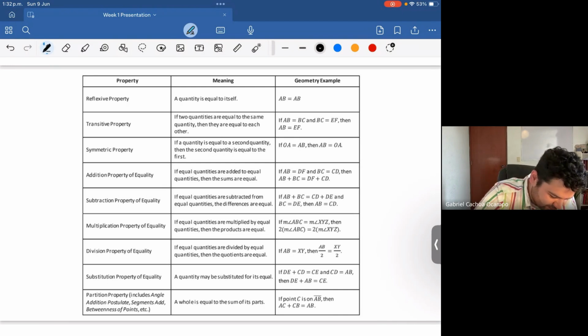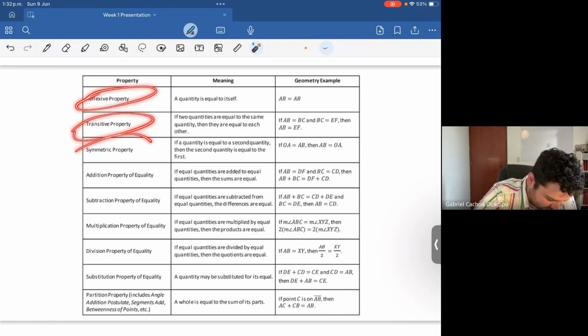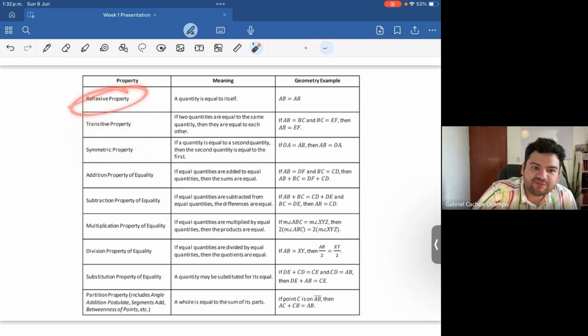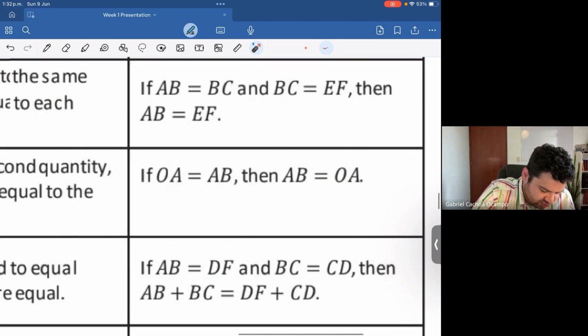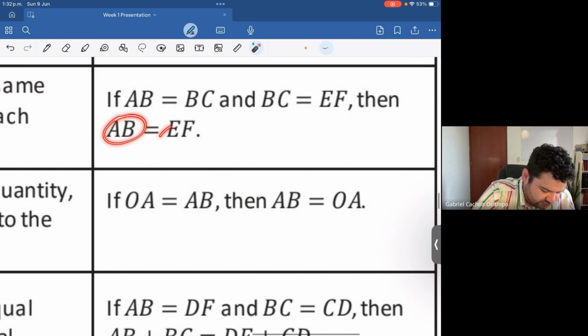So these are the properties that you need to remember. For example, the reflexive property, we will use it to state that something is equal to itself. The transitive property: if I have AB equal to BC and BC equal to EF, then I can conclude that AB is equal to EF.